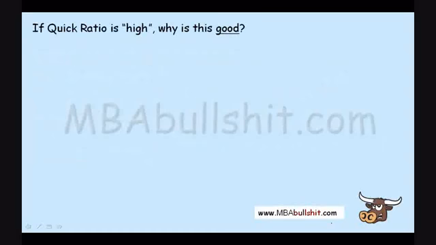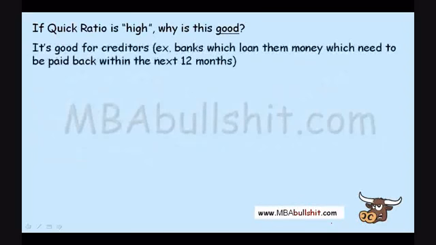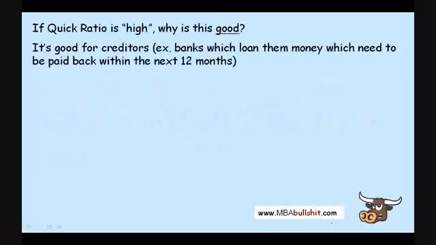So if the quick ratio is high, why is this good? It's good for creditors such as banks which loan money to the company, which need to get paid back within the next 12 months.